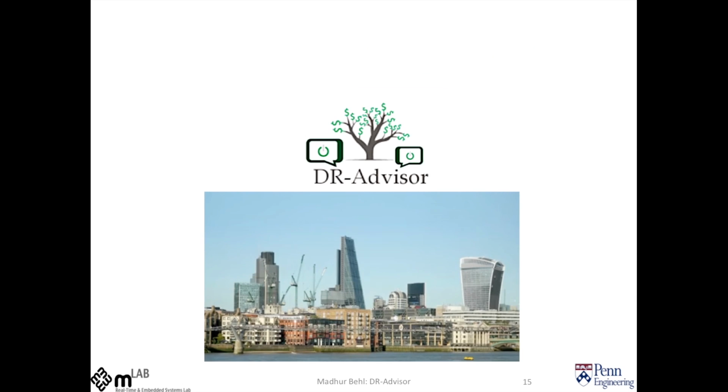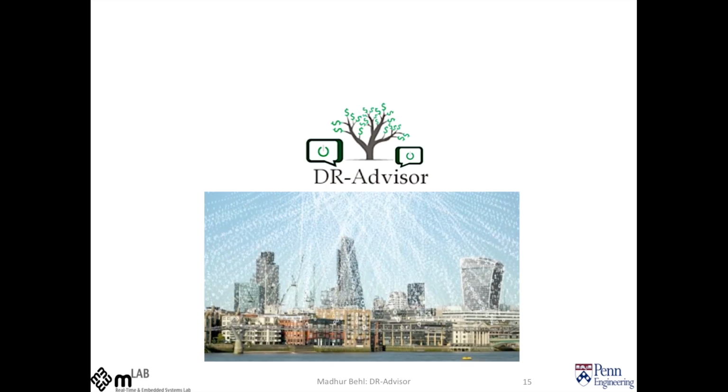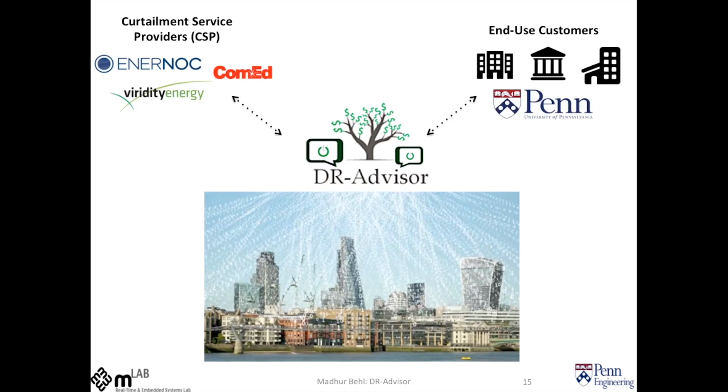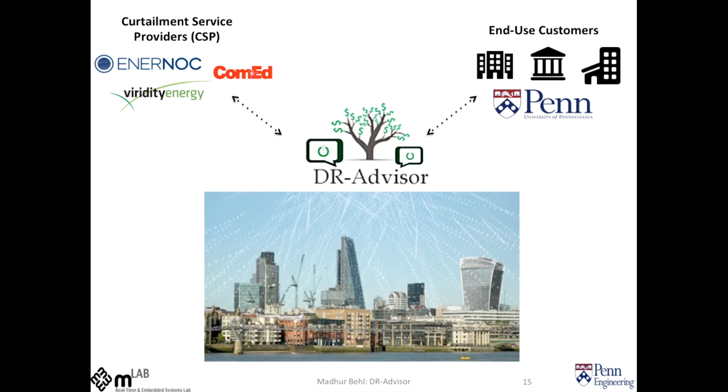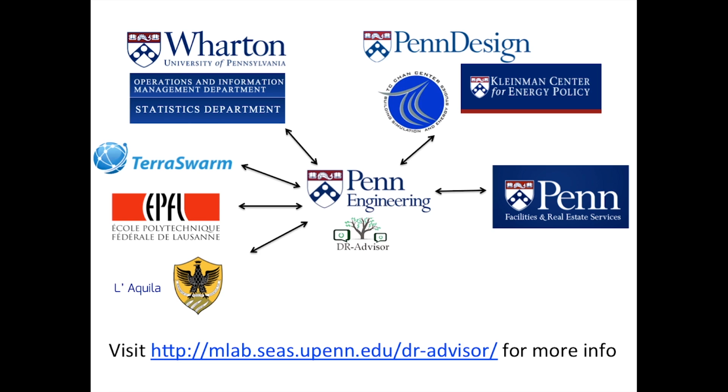What we envision is DR Advisor running as a service which uses the data streams for several large buildings or a campus to make these data-driven models. And this service will have two different types of clients, the end users and the utilities or the aggregators. The end users can use DR Advisor to figure out a better response, while the aggregators can use it to figure out better dispatch. The development of DR Advisor is being carried out at the University of Pennsylvania, and we are continuing our efforts to improve the capabilities of this tool.